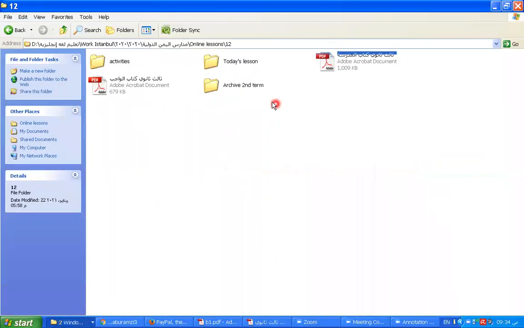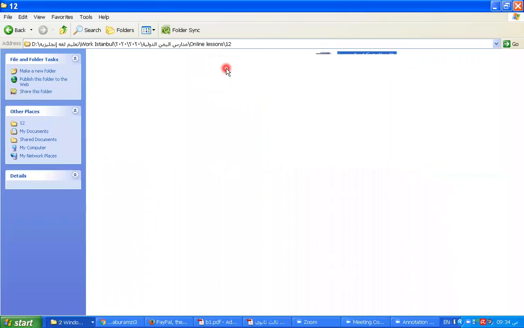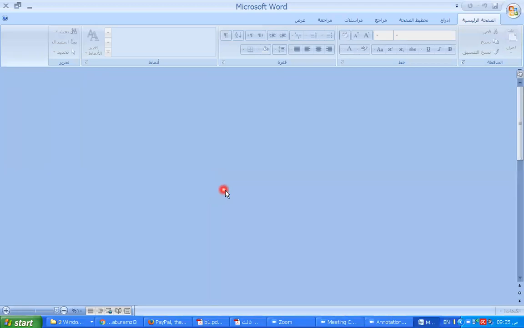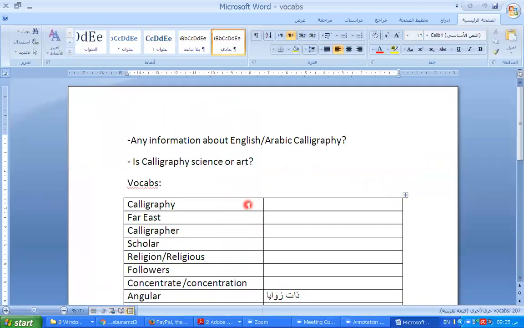I prepared some new vocabulary. We start with them. But before we start, Abdullah, do you have any idea about Arabic or English calligraphy? English, do you have any idea about English calligraphy?